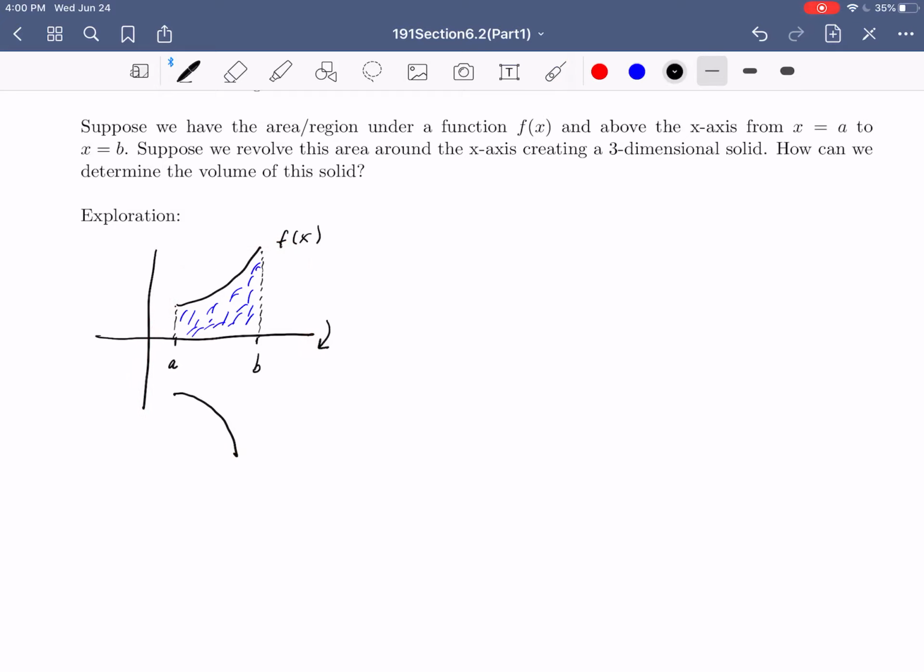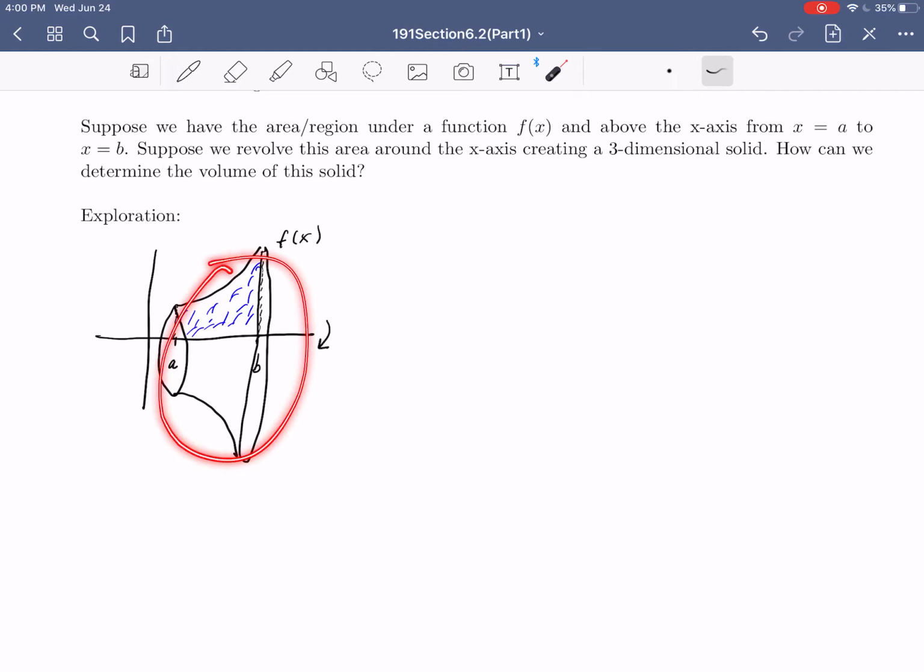So if we indicate that, we can sort of say that it's going to look something like that, and it'll look something like that. So it would be this sort of piece like this. And because we're revolving that as an area, in other words, we're not just revolving this curve, we're revolving this entire area, all of this stuff is filled in. So this is actually, as the name would imply, a solid of revolution.